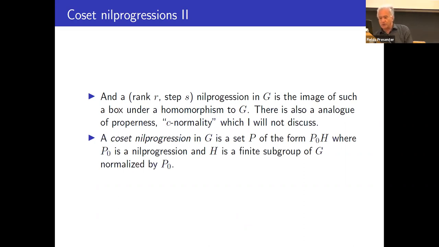Now, a coset nil progression in G is a set P0 times H, the product, where P0 is a nil progression as above, and H is a finite subgroup normalized by P0. So again, this includes just finite subgroups when P0 is nothing.